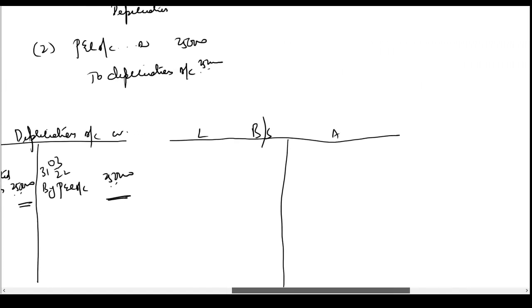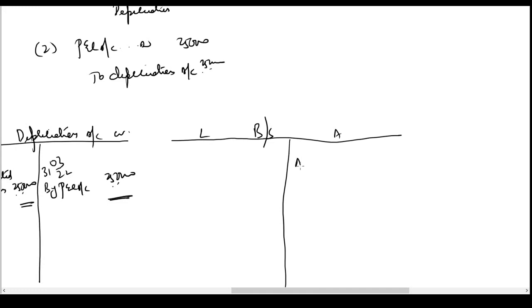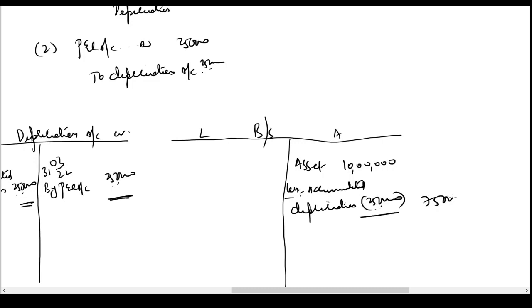Now we come to the balance sheet. In the balance sheet asset side, we will show asset in the inner column 10 lakh less accumulated depreciation 2,50,000, 7,50,000 in the outer column. So in the balance sheet, we are showing the asset at original cost less the accumulated depreciation.